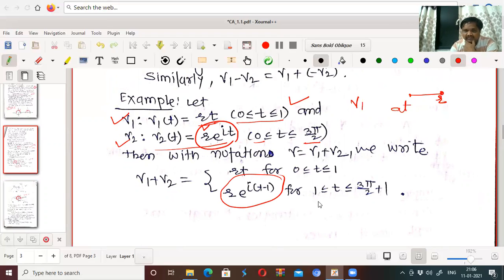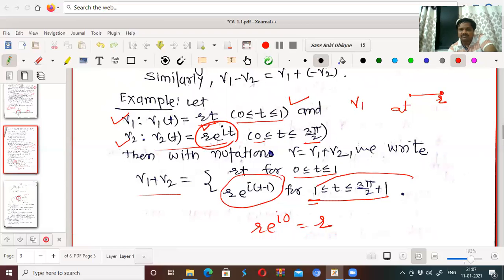If I take t equal to 1, what will happen here? r into e to the power i into 0, that is r, which is the same as here. If I put t equal to 0 in the second curve, you get r. So 0 is replaced by 1. You have to continue it: 0 to 1 and then 1 onward. We have to define gamma 1 plus gamma 2 for this interval, and then from 1 to next. And the last should be r e to the power 3 pi by 2. When will it be r e to the power 3 pi by 2? Only if t is equal to 3 pi by 2 plus 1.